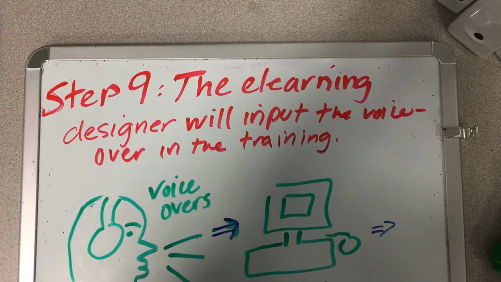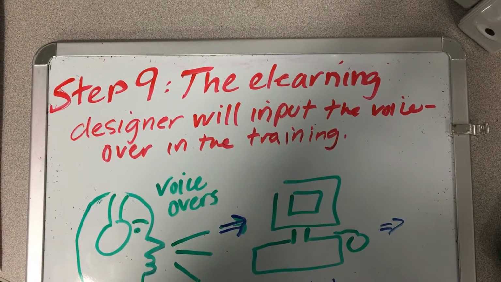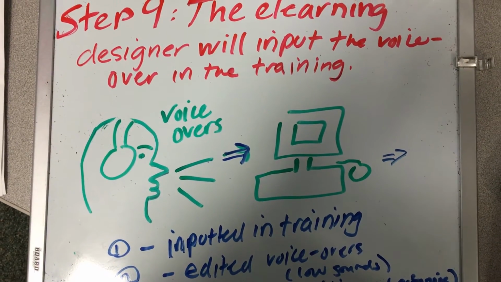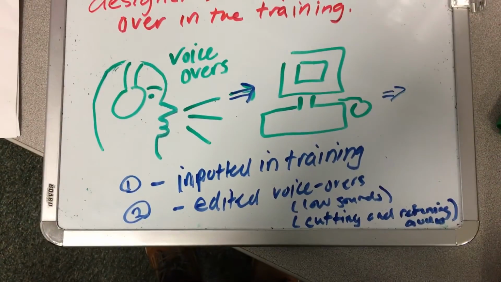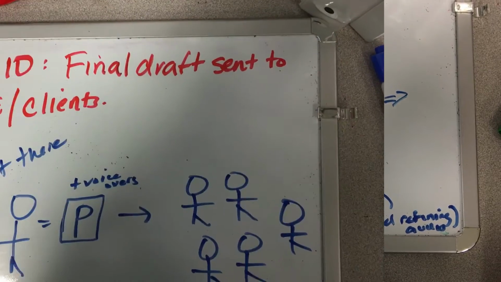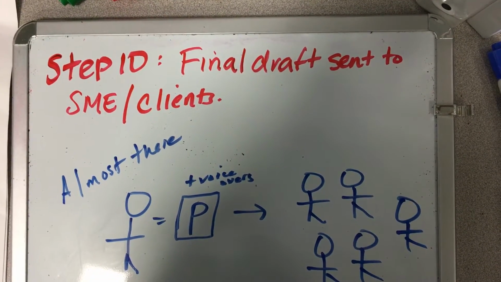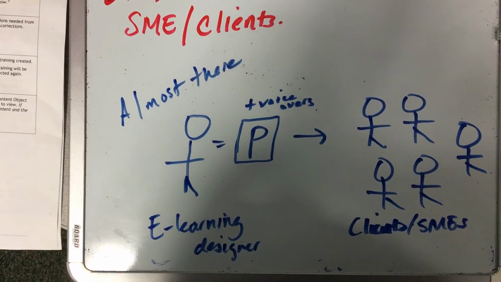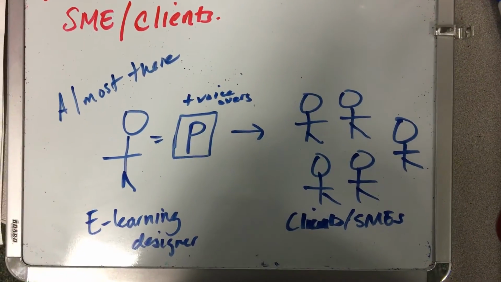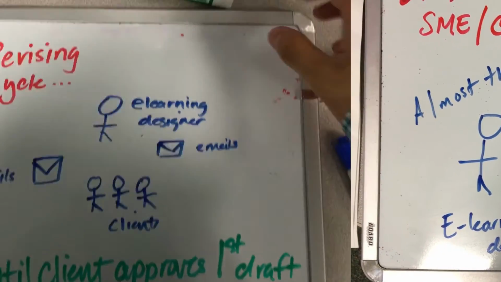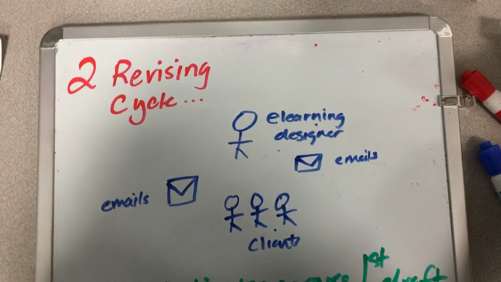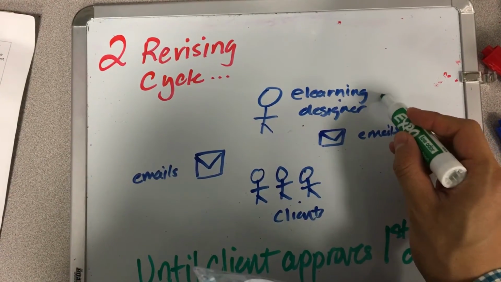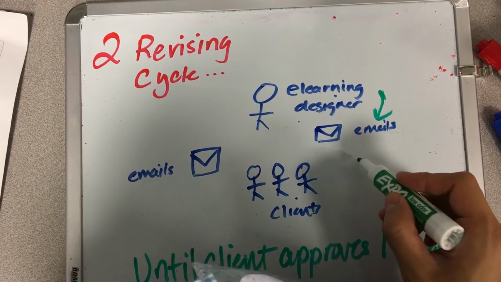Step 9. The e-learning designer will input the voiceovers in the training. Once they've done that, they will have the received audio and will edit any voiceovers, lower any low sounds, and cut any audio and refine the audio. Step 10. The final draft is sent to the SME's clients. Another revising cycle. This is the final revising cycle in which there is a back and forth between the e-learning designer, SME, and internal people involved.